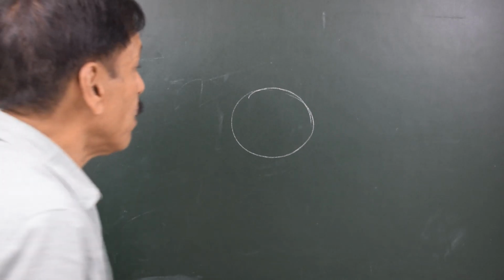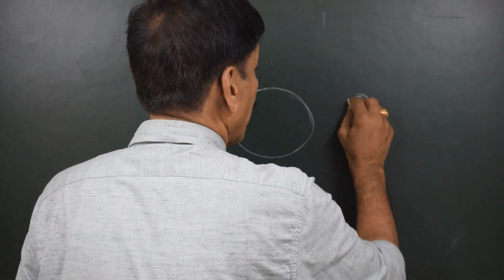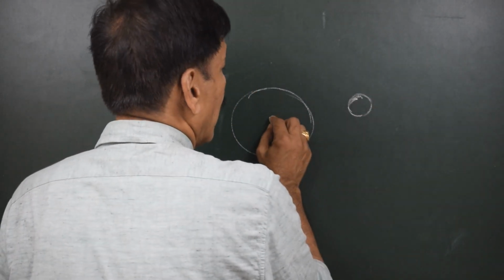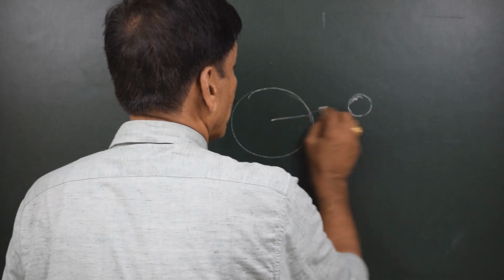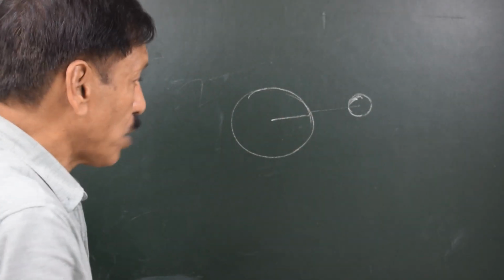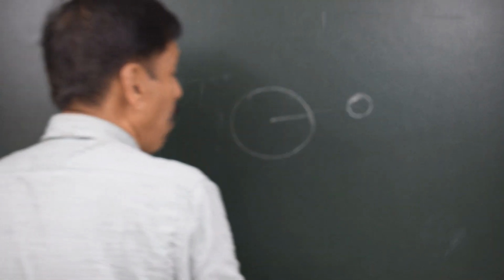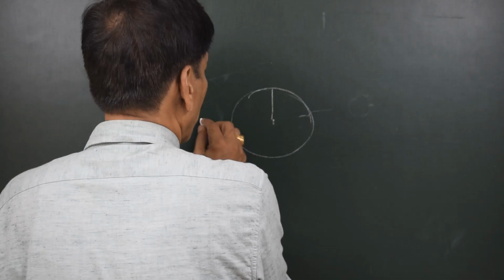Suppose we say that the moon is over here. Purposely what I have done is exaggerated the size of the earth compared to the distance of the moon, and I'm showing that the moon is not very far from the earth, which actually is true compared to the other heavenly bodies. So what happens is augmentation of moon's semi-diameter.